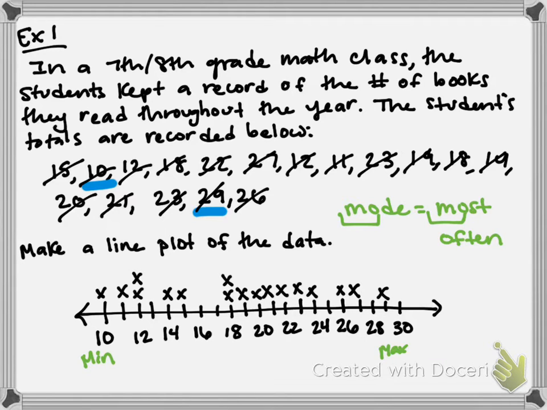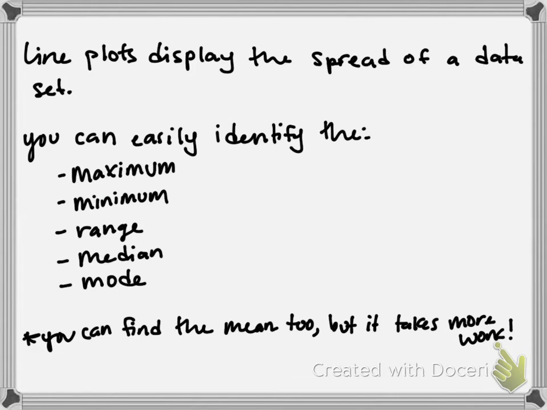This one actually has two modes. We have two numbers at 12 and we have two numbers at 18. So the modes of this data set would be 12 and 18. All right, line plots display the spread of a data set. So that's what we were just talking about.